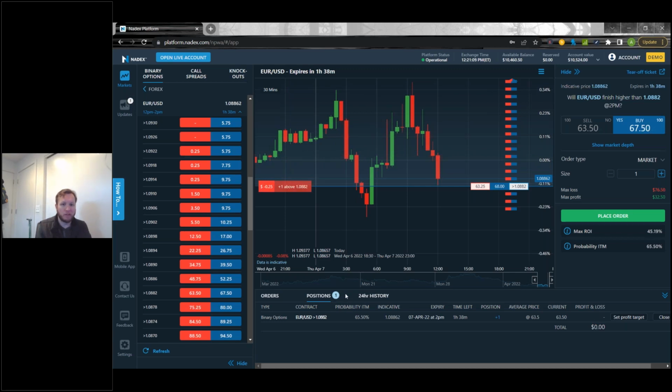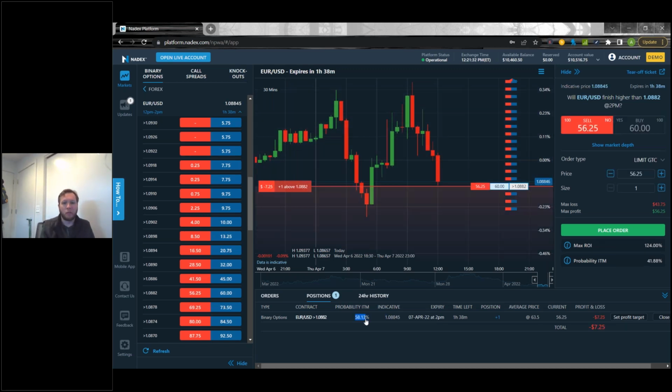We can say I have one position, and then obviously if you have more, it'll tell you how many positions you actually have. So going from left to right here, we have our type. It's binary options, pretty self-explanatory. If we had call spreads or knockouts, it would say call spreads or knockouts. We have our contracts, so this is just going to be euro, dollar, and the strike price, greater than 10882. Again, we have the probability in the money, so we're showing this to you as much as we can, trying to belabor the point that this is the probability that this will actually expire in your favor.